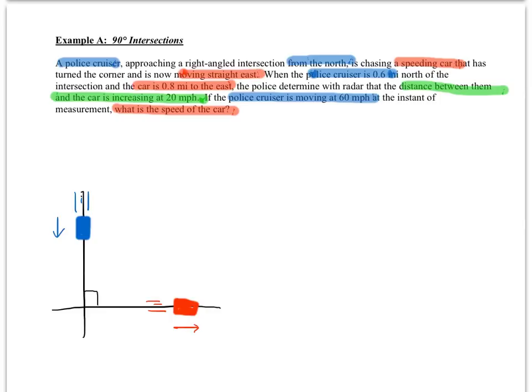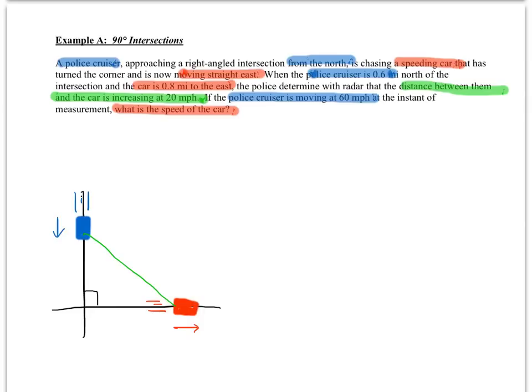Now the idea that is really important to catch is this. They tell you that the distance between the police cruiser and car is something that is being measured in this case. So the distance between them, I will draw like that, which now I hope everybody can tell we are looking at a right triangle diagram, which is why Pythagorean Theorem is so helpful here.